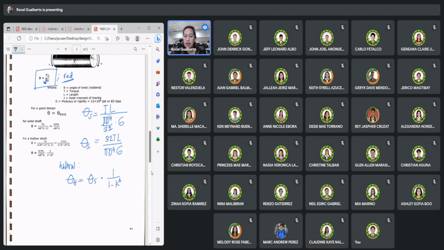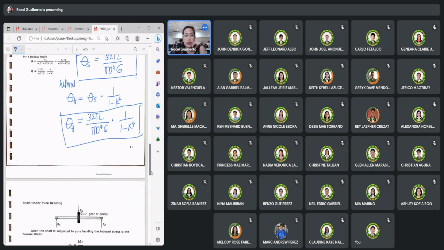Okay? So, ganun lang po ang ating laging tatandaan. If hollow, multiply it by the hollow factor. So, this would be equal to 32 TL over pi d to the fourth G times 1 over 1 minus k to the fourth equal to theta ng hollow. Okay? Dito po makikita natin, dinerive din siya from J for hollow. Okay? Considering ang papalitan ng J ng hollow. Okay? And it would arrive at this state, this equation po. Parehas lang din po ang lalabas. Okay? So, this theta, this angular deformation po, ang gagawin po natin dyan, we are to simply equate those to what we call theta limit.